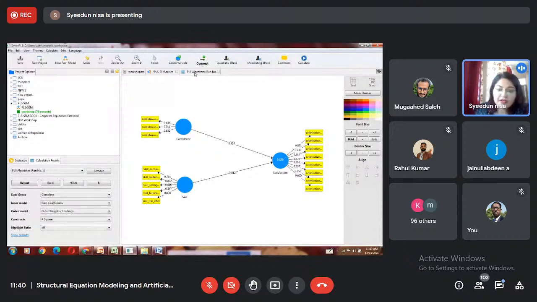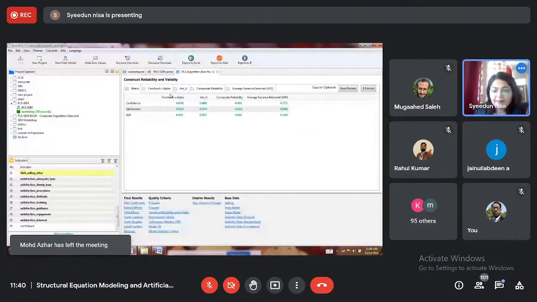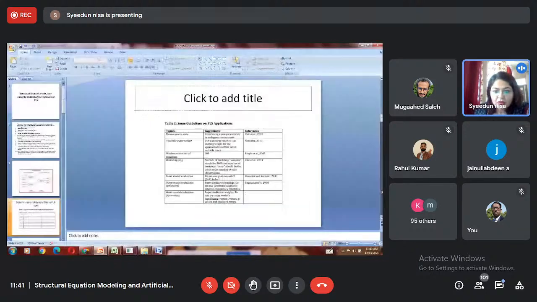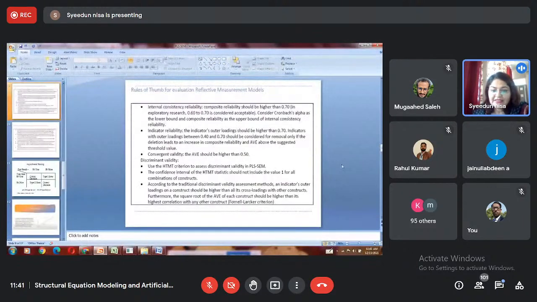So that is the reason we look for composite reliability, and Cronbach alpha sometimes underestimates your reliability value. So composite reliability here, let me tell you what is the appropriate value. For a rule of thumb for evaluating reflective models, in internal consistency reliability, your composite reliability should be higher than 0.70. Consider Cronbach alpha as the lower bound and composite reliability as the upper bound of internal consistency reliability. So everything is okay here.